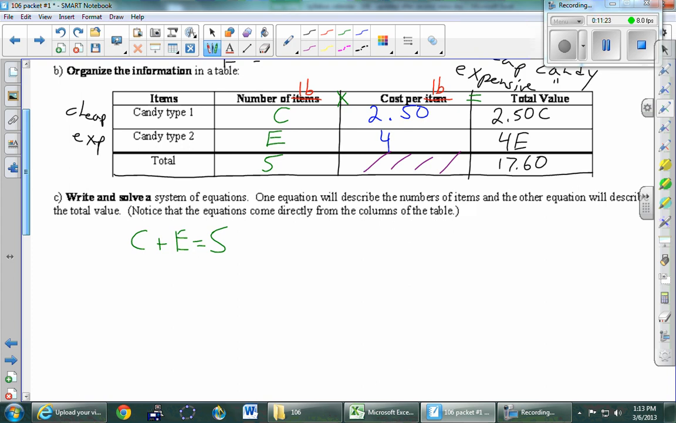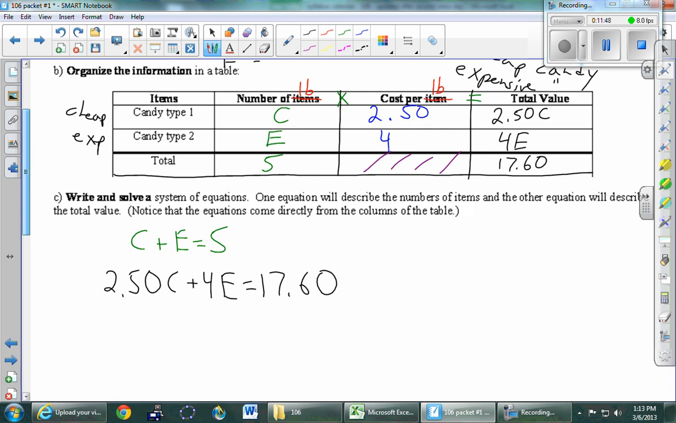And then the last column gives me the other equation. Same pattern. So it's not a times, it's a plus. Yeah, there it is right there. 250C plus 4E. That's supposed to give us the total value of $17.60.